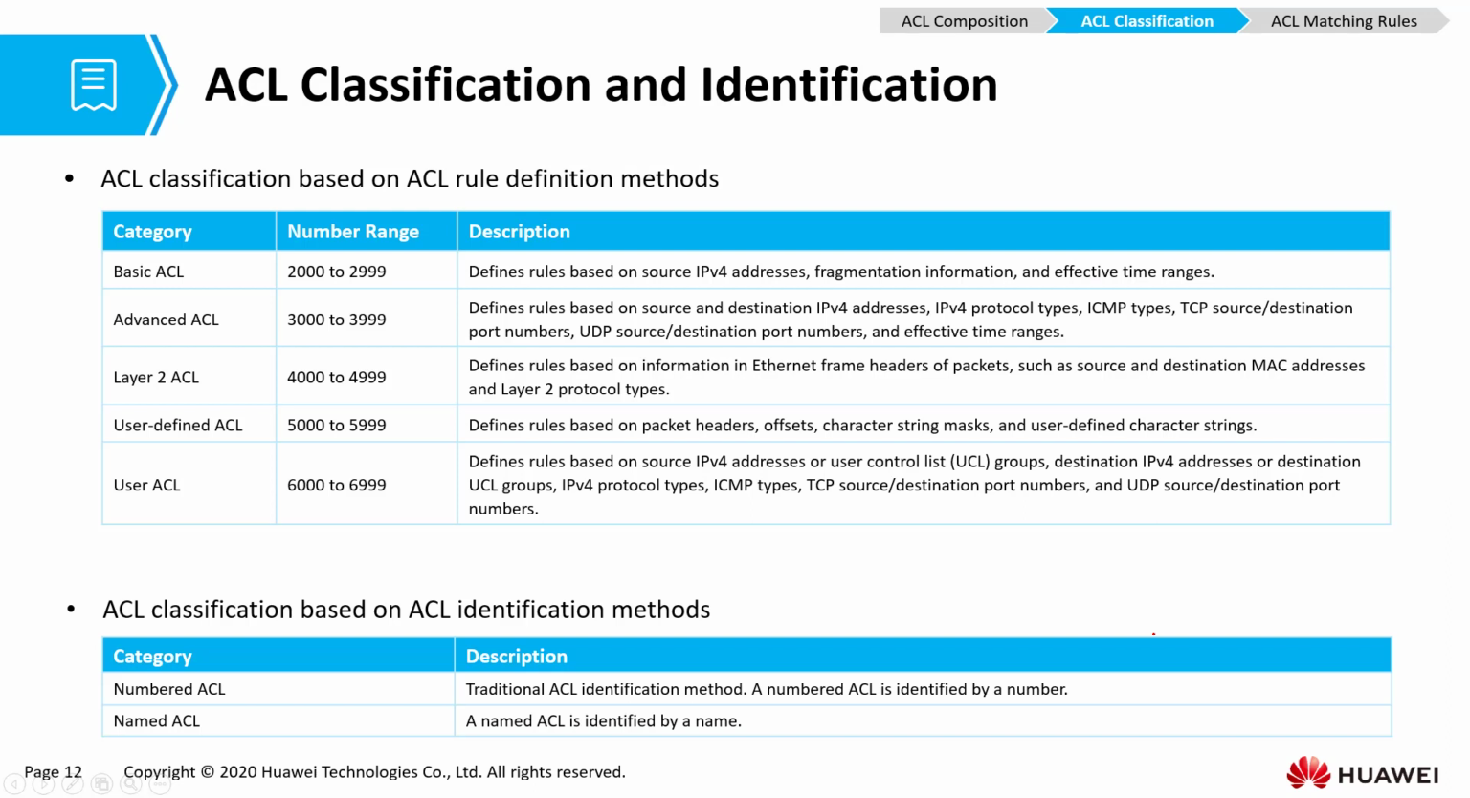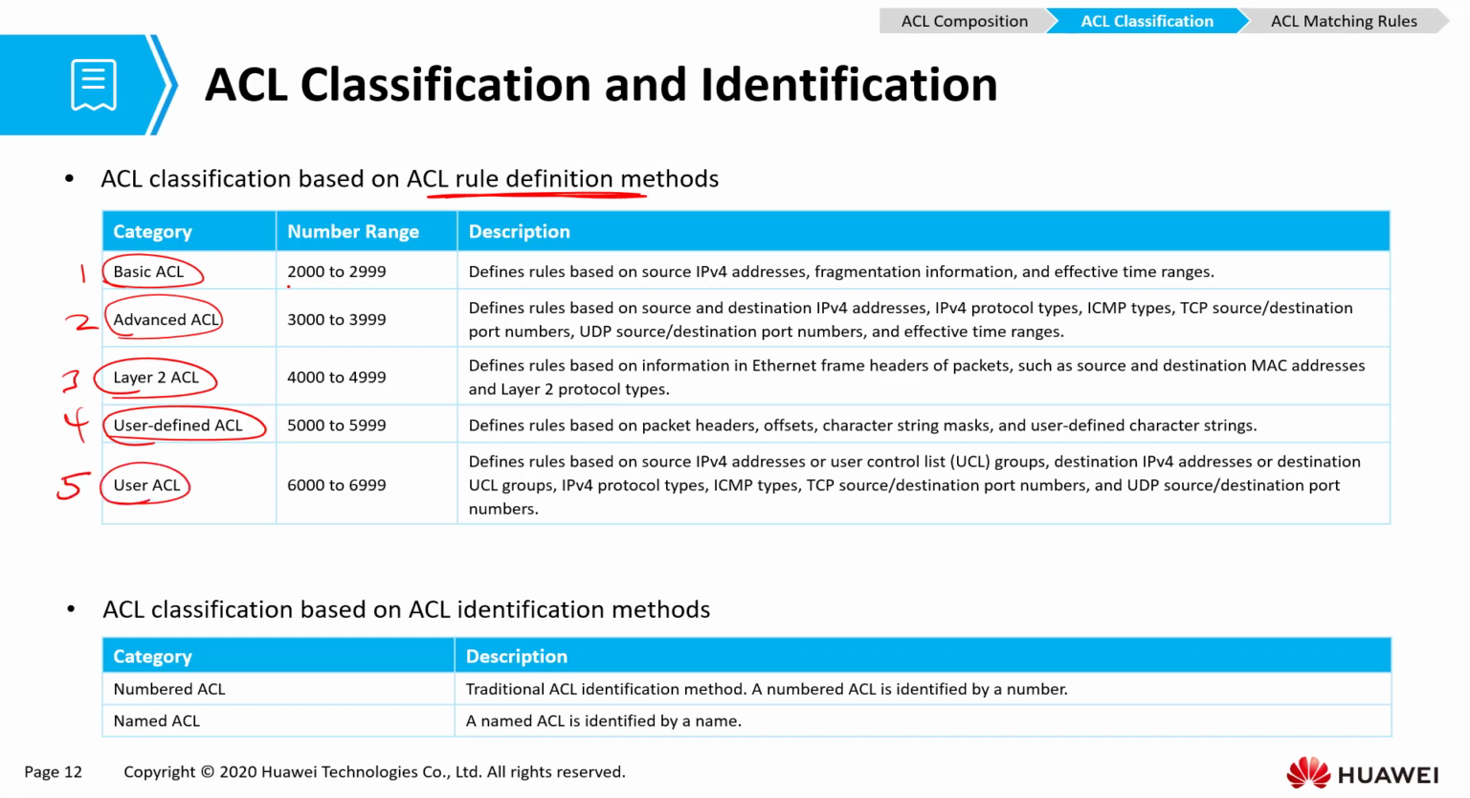Are you defining the rule based on the source IP only, or a combination of source IP, destination IP, source port, destination port, protocol, and so on and so forth? Are you specifying only layer 2 header details or fields when you're specifying your rules, or is it user defined? So you realize when we base on rule definition methods, we have a total of 5 ACL types: the basic ACL, the advanced ACL, the layer 2 ACL, the user defined ACL, and the user ACL.